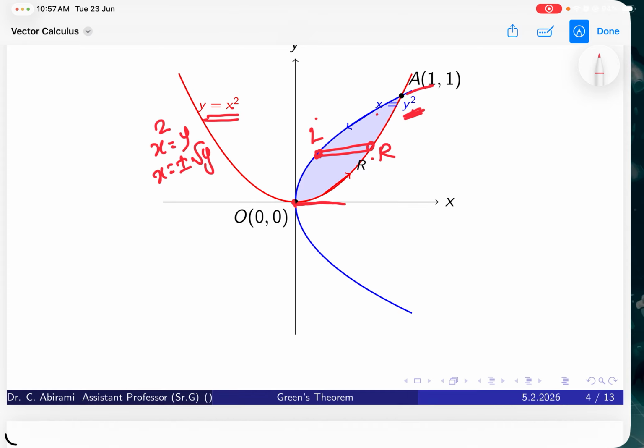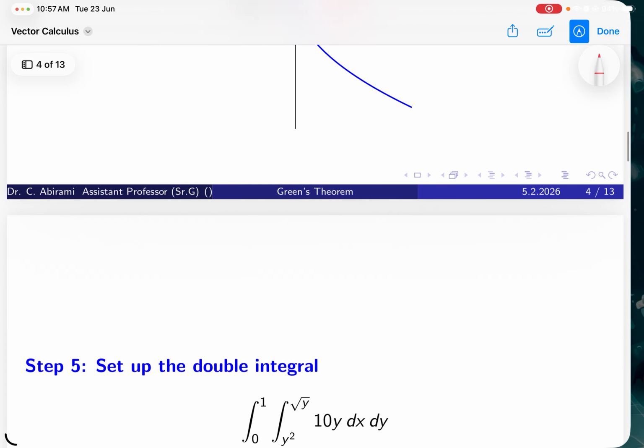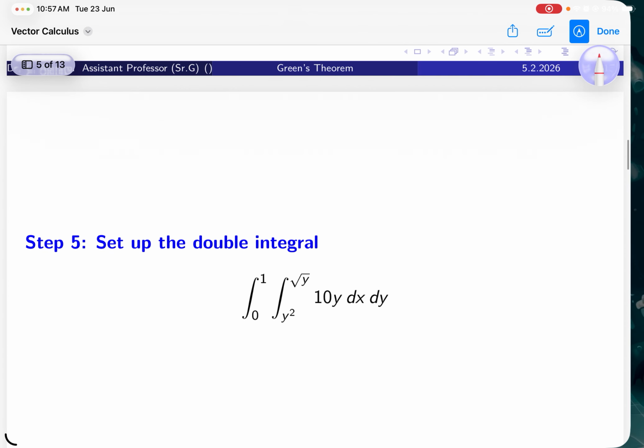What about this bottom? The equation of the x-axis gives y is equal to 0. What about your top? It's a line parallel to the x-axis at how many units? 1 unit. So y goes from 0 to 1. So x from y squared to root y, 10y dx dy, y from 0 to 1. Okay.